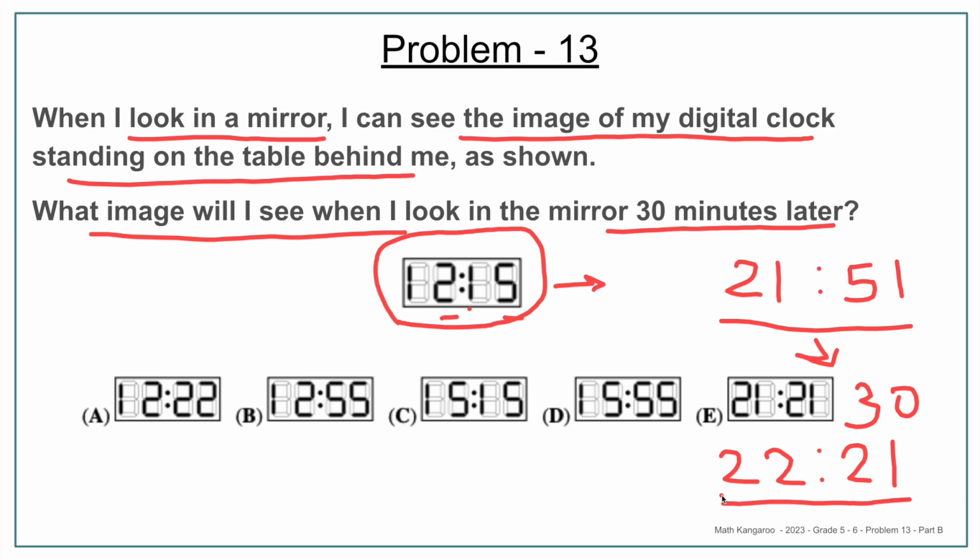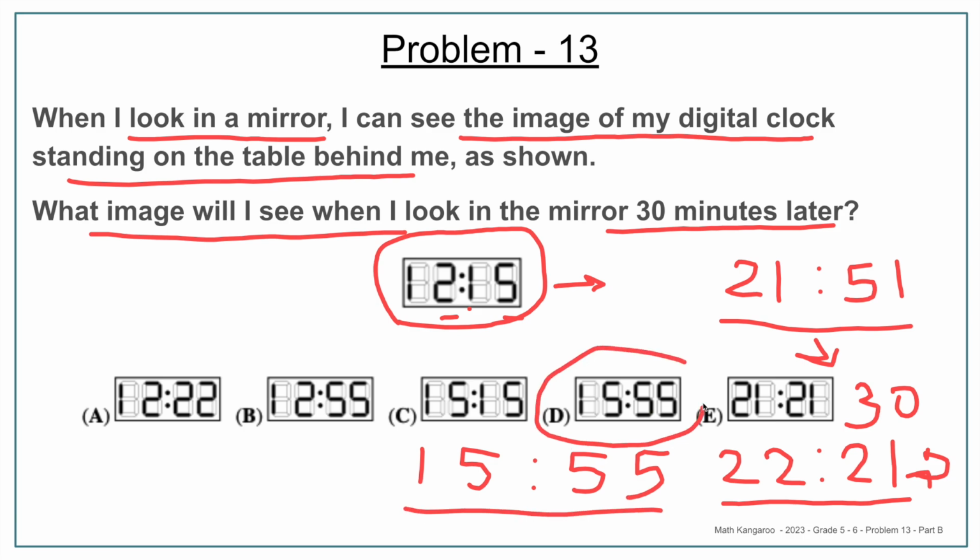It would be going from here, it starts with 1, then 2 makes it 5, and then 2 makes it 5 and 5. So what resembles this is option D. So our answer is option D.